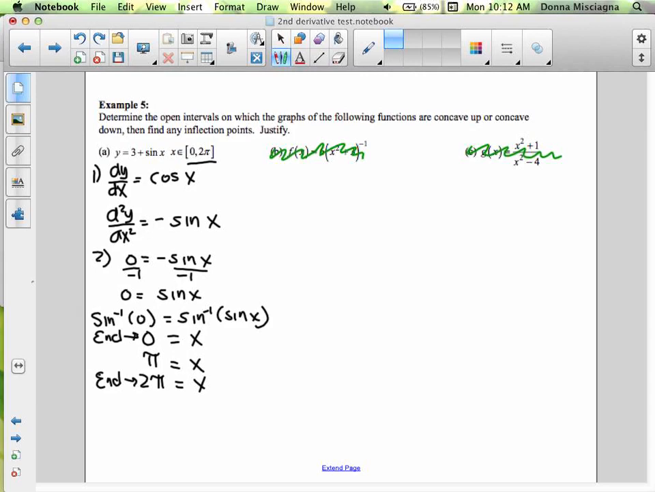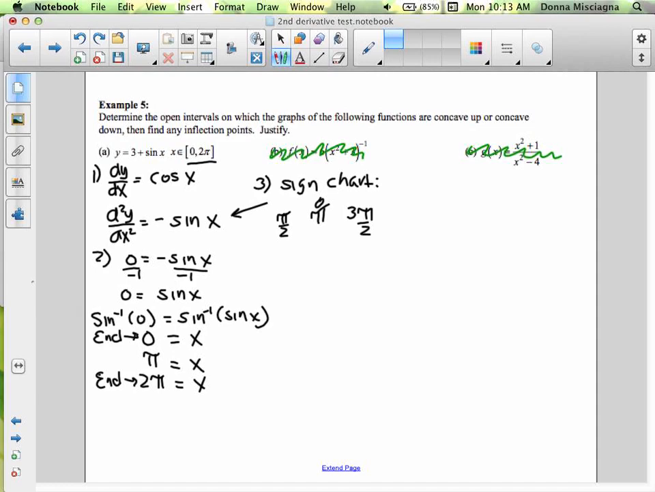All right, so let's do the sign chart. So that's step number 3. All right, so we have pi, and that was a 0. And now we need something less than pi, like pi halves, and something greater than pi, like 3 pi halves. And it has to be within the interval 0 to 2 pi. All right, and remember, we're plugging it into the second derivative, which is right here.